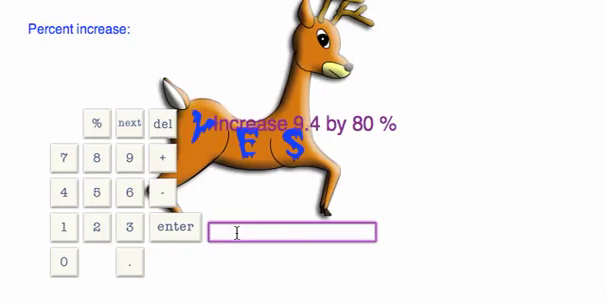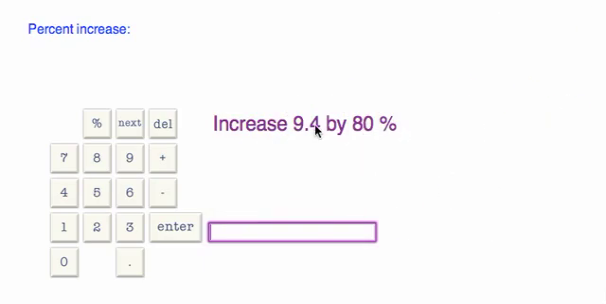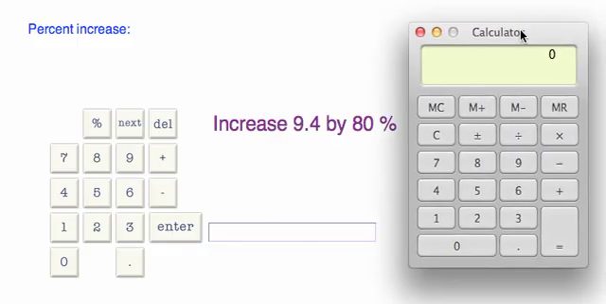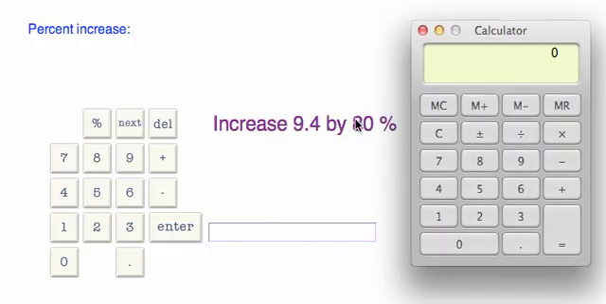Okay, so increase 9.4 by 80%. Once again, 80%. What I'm going to do is say I'm increasing 9.4. The 9.4 is 100%, and I'm increasing that by 80%. So what I'm going to get is 180% of 9.4. Okay, 180% of 9.4. As a decimal, that's 1.8 times 9.4, and that's going to give me 16.92.